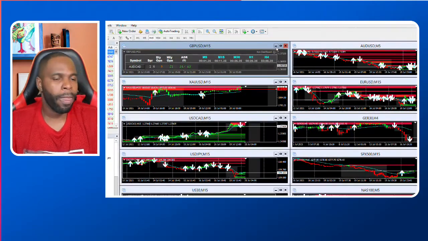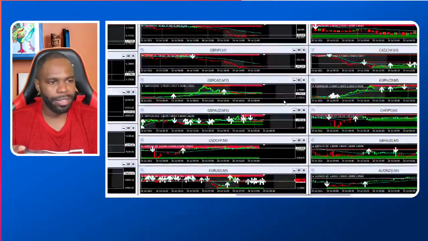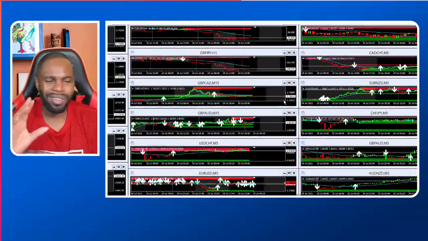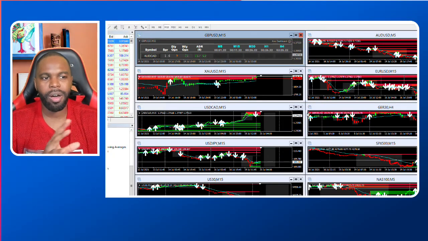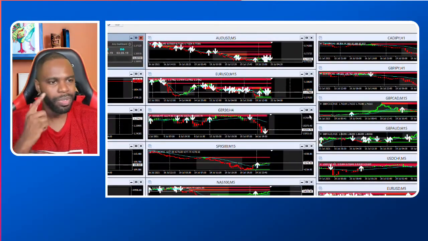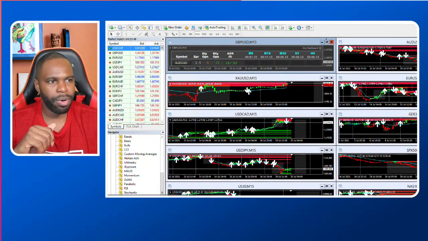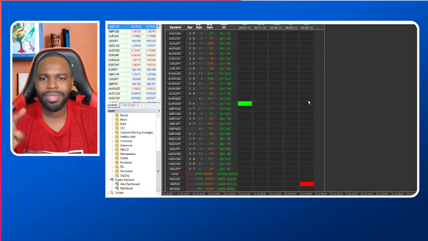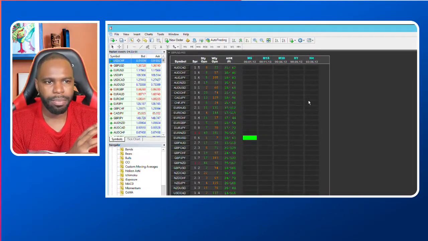Like I said, if you're going to be using the dashboard, you don't need all of these charts open. I'm just letting you know that. I should have just exited out of all of these charts, because I don't want to teach you something that I'm not preaching. When you're using this dashboard right here, you don't need all of those charts popped up. Okay, you don't need them.